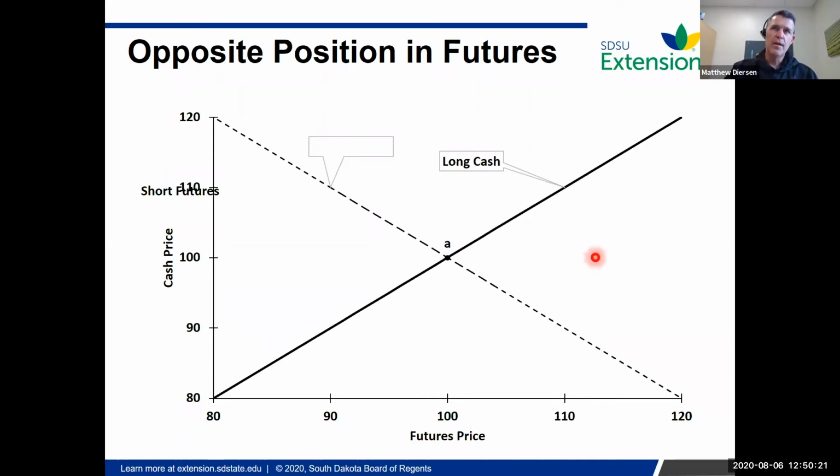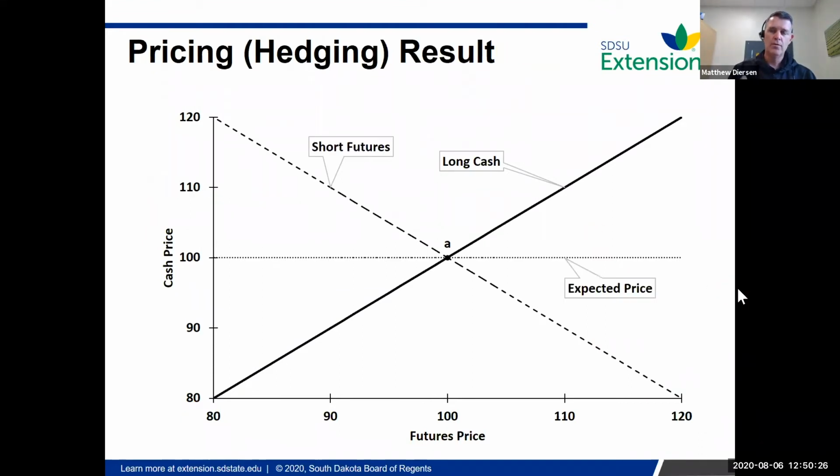What happens when you combine this long cash and short futures positions together? Well, they cancel one another out. A gain in the futures will offset a loss in the cash and vice versa, resulting in an expected price that matches up, in this case, exactly with the forward contract outcome. But both of these say that either hedging or using a forward contract, you're knocking out the cash price and returns being lower as cash and futures price fall.